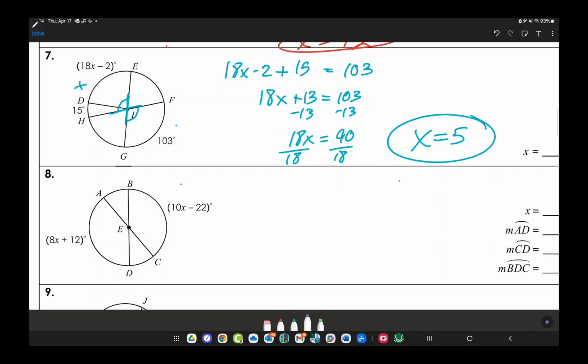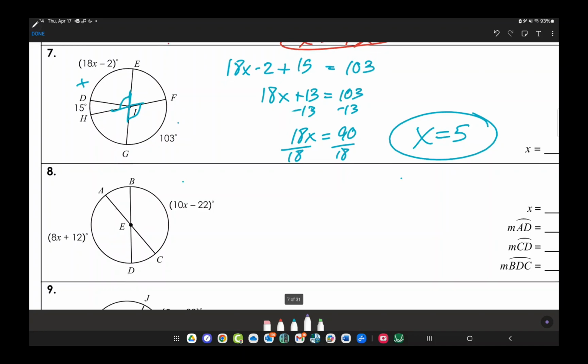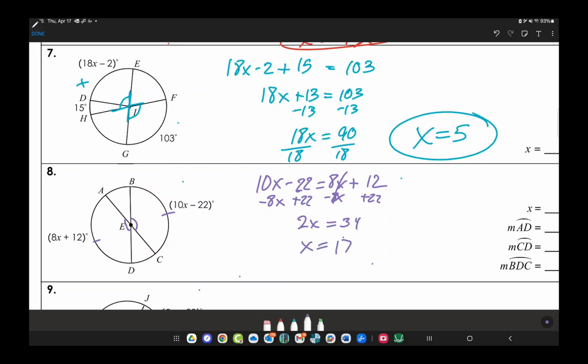Number 8 asks us to take this a step further and not only solve for x, but also solve for some of the arc measures here. So since, again, these are congruent angles, these will also be congruent arcs. So 10x minus 22 is equal to 8x plus 12. So we are going to subtract 8x, get 2x, add 22 to get 34, and get x equals 17.